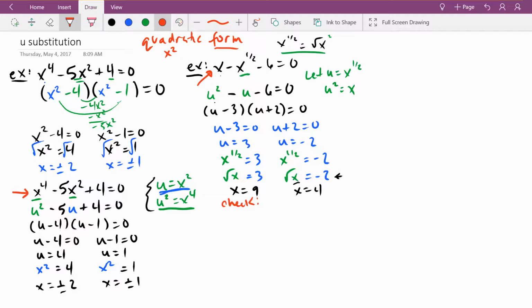So if x is 9, in the original equation I have 9 minus x to the 1/2, so I'm going to rewrite it like that. X to the 1/2 means square root. Minus 6 equals 0, so is that true? We'll have 9 minus 3 minus 6 equals 0. This does in fact check out.